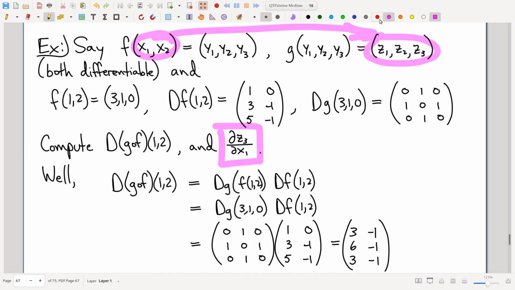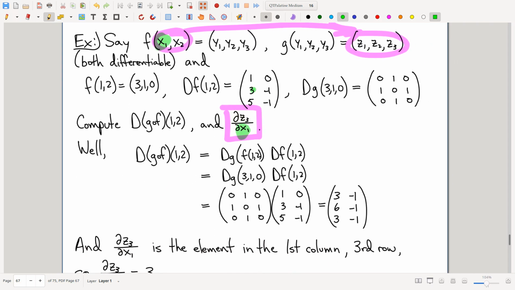How you turn the original inputs into the eventual outputs. Let's just think it through here. We're taking a partial with respect to x1. Here's x1. It's the first input. Inputs, got to remember from chapter 2. From earlier in chapter 2, input variables correspond to columns of the derivative matrix. So because that's the first input, we're going to look in the first column of our derivative matrix.